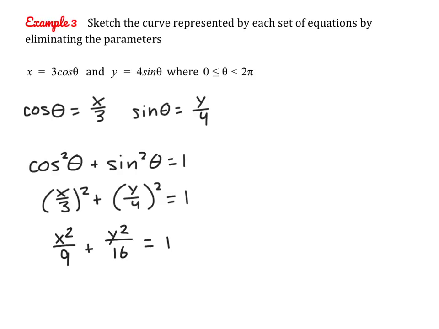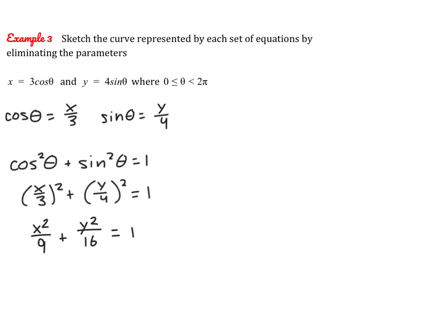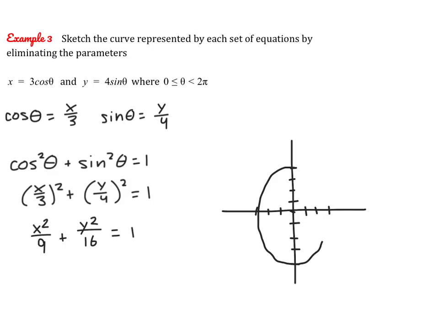So we're going to graph this, and then we're going to look back at our interval to see what direction our graph is moving. So here our center is going to be at (0, 0). I know it's going to move 4 units up, 4 units down, 3 units to the right, and 3 units to the left. So I have an ellipse that looks something like this. But now I need to figure out the orientation.